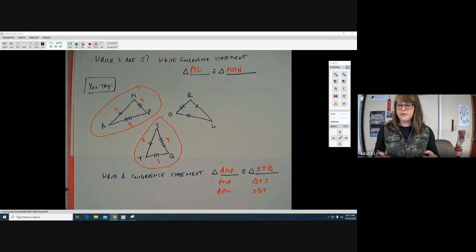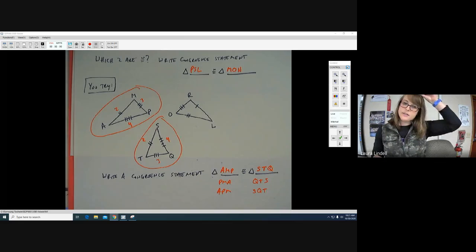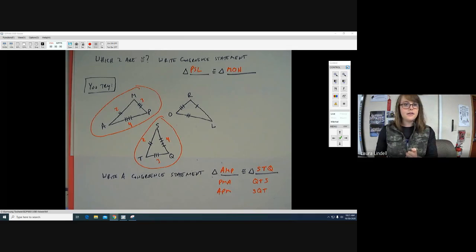Just because I didn't list your option doesn't mean it's not right. If you want to check it with me, feel free, type in the chat what you had, and I can say yay or nay. But that's SSS congruence there. That's everything we need to know about SSS.